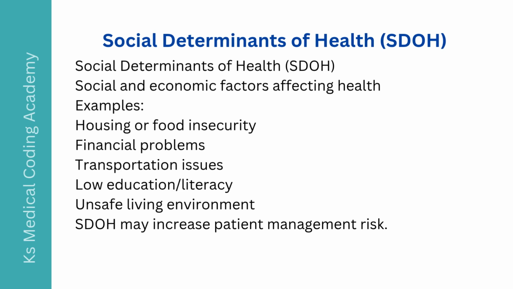Social determinants of health, or SDOH, are social and economic conditions that affect a patient's health and medical care. Examples include lack of housing, food insecurity, transportation problems, financial hardship, or low health literacy. These factors may limit treatment options, delay care, or reduce compliance. In MDM coding, documented SDOH can increase the overall risk level when they significantly affect patient management.